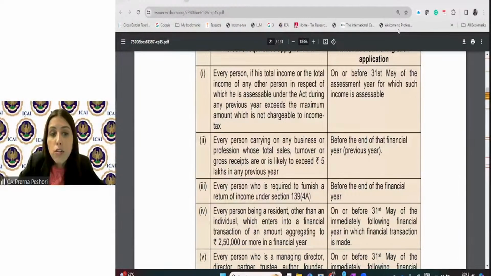So in that case also you are required to obtain PAN. Or every person who is MD, director, partner, trustee, author, founder or chief executive officer of the above person, even they are required to obtain the PAN on or before the 31st May of the financial year. Okay. So these are the people who are required to obtain PAN.